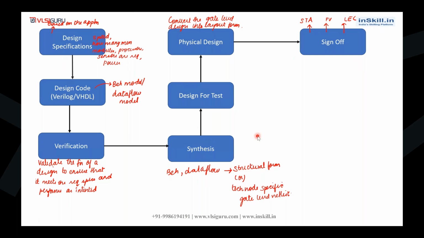First, during the design code stage, the behavioral and data flow level model code was written, and later at the time of synthesis it was converted into a structural form, that is, a technology node specific gate level netlist. And if you are going for low power design, then some more special cells will be added, like isolation cells, retention registers, clock gating, like that.